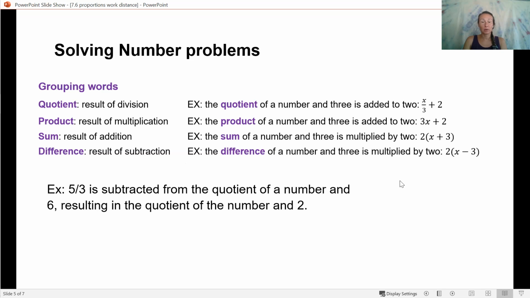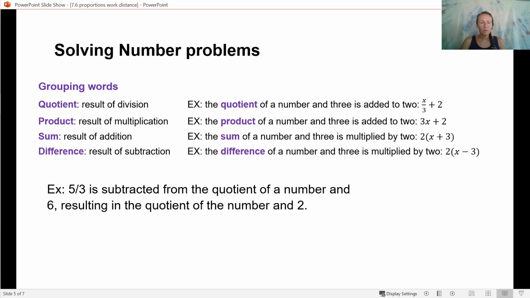Let's do a little bigger example. This is a pretty complicated example, but I wanted to go over one of the more complicated ones for you. 5/3 is subtracted from the quotient of a number and 6, resulting in the quotient of the number and 2. If you want, go right in here and cross out number and put an X over it, okay?